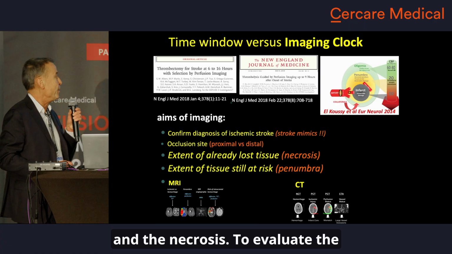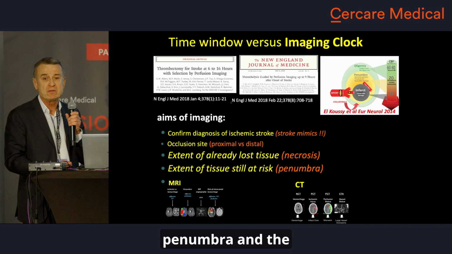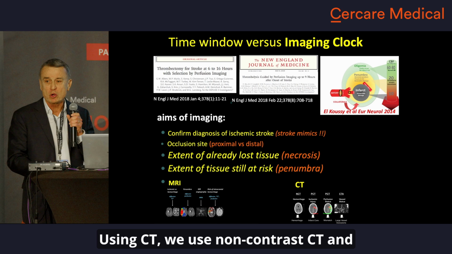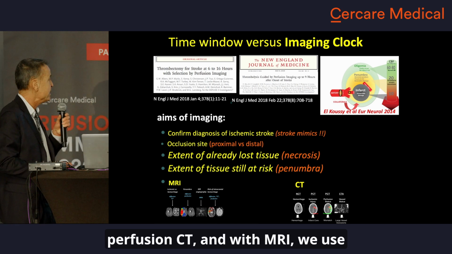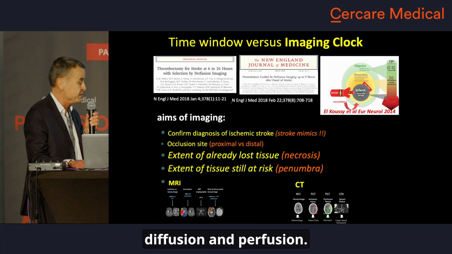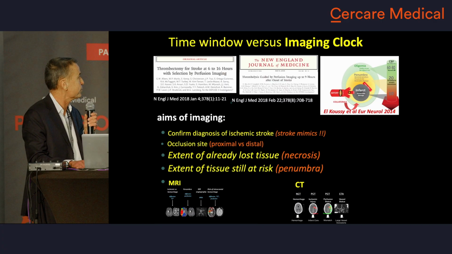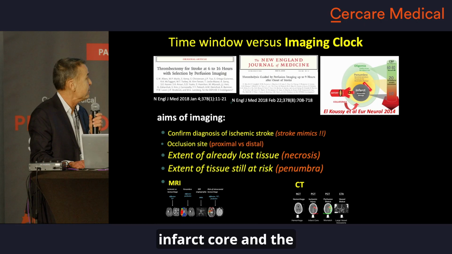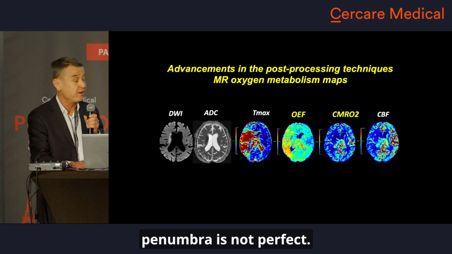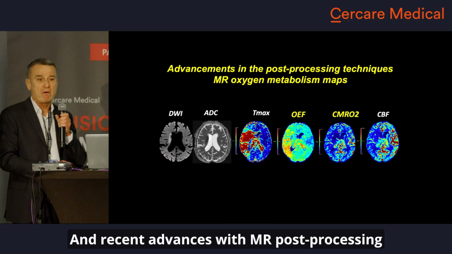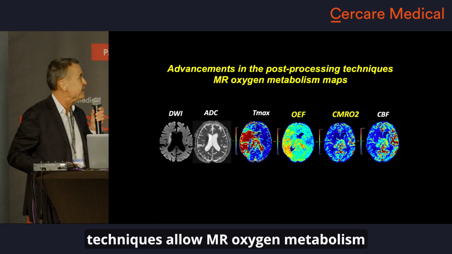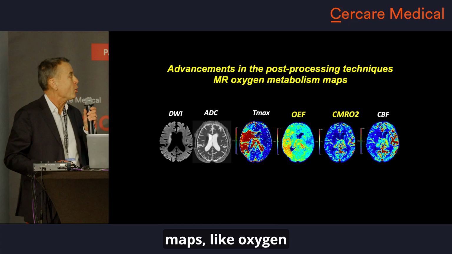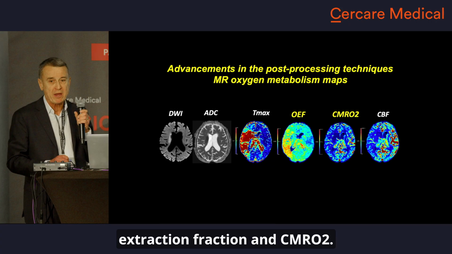To evaluate the penumbra and the necrosis, we can use CT or MR. Using CT, we use non-contrast CT and perfusion CT, and with MRI, we use diffusion and perfusion. But the evaluation of the necrosis, the infarct core, and the penumbra is not perfect. And recent advances with MRI post-processing techniques allow MR oxygen metabolism maps like oxygen extraction fraction (OEF) and CMRO₂.